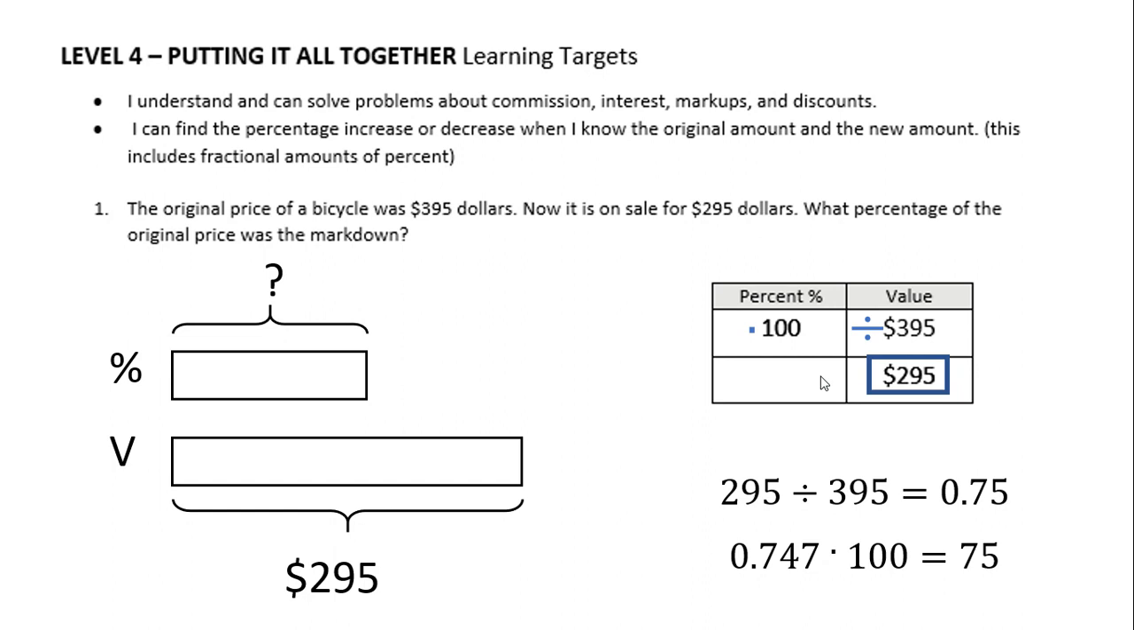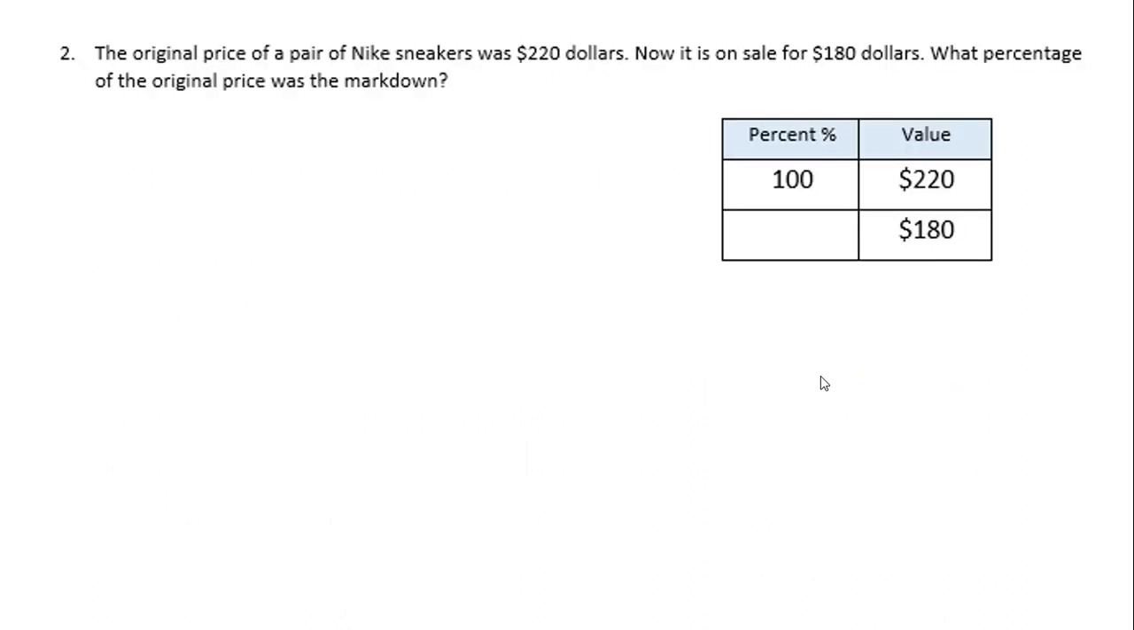If this doesn't make sense yet, that's okay. That's why we have several different examples to go through first. So 75% is what we paid, meaning we got a 25% discount in this example. Let's take another look.